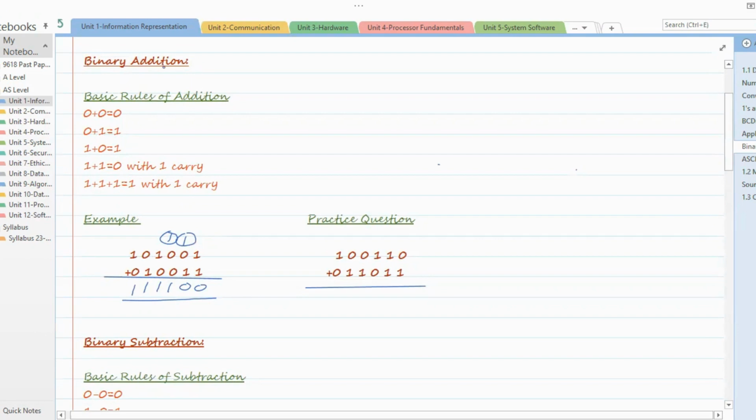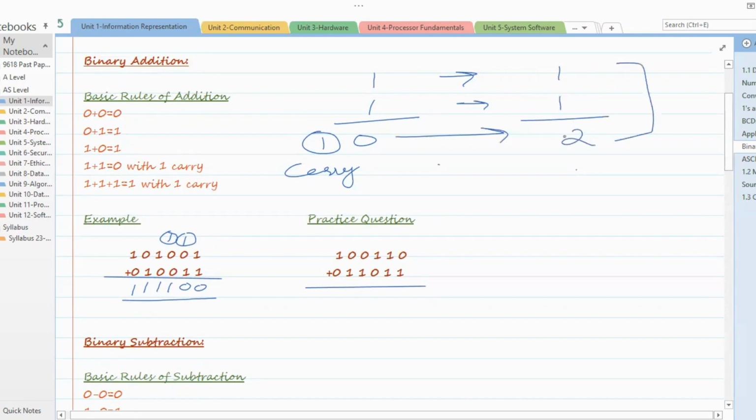So, as I say, 1 plus 1 is 0, right? With a 1 carry. Now, this is a carry bit here. If we see this in denary, this is 1 and this is 1 and 1 0. This 1 0 in denary is 2. So, I hope you understood why this is 1 0, right? So 1 plus 1 is 0 with a carry bit, and this carry bit will be added to the next bits.